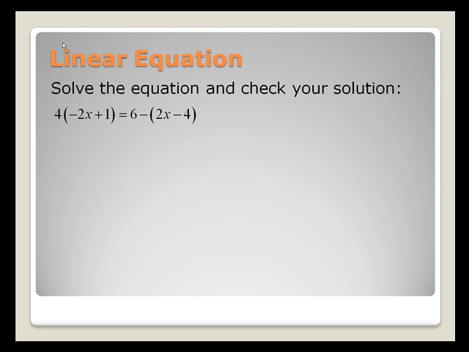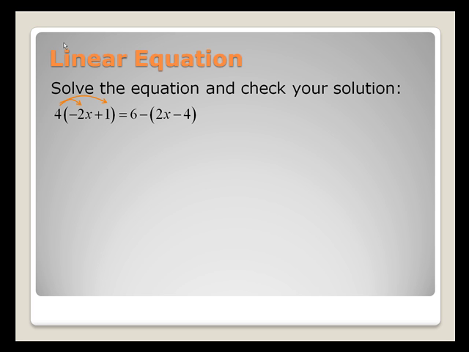This is an example of solving a linear equation. The equation is 4 times (negative 2x plus 1) equals 6 minus (2x minus 4). The first thing we will need to do is distribute. We need to distribute the 4, and there's actually one other place where we need to distribute in this equation.